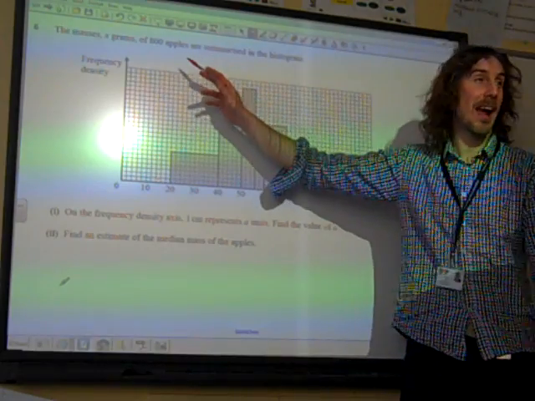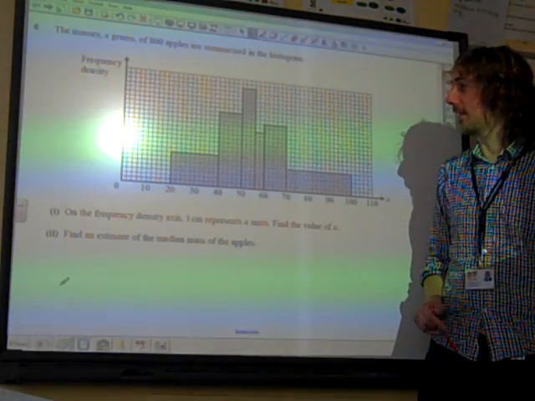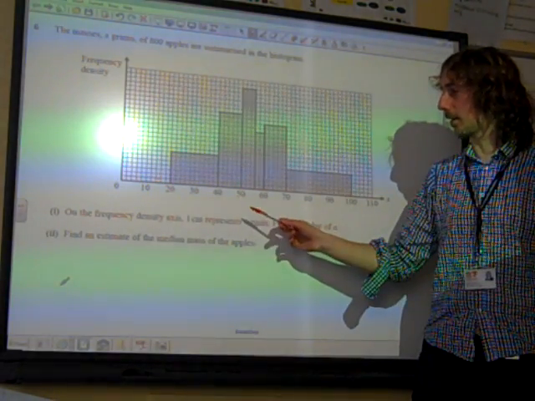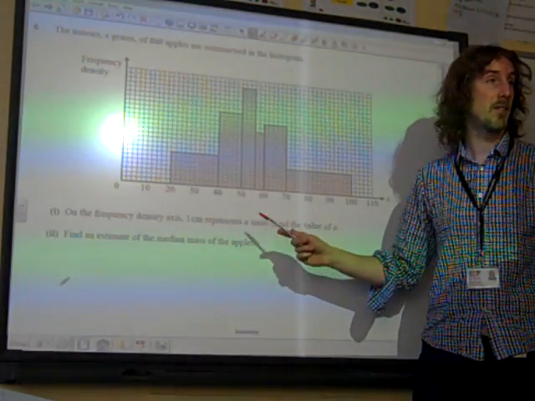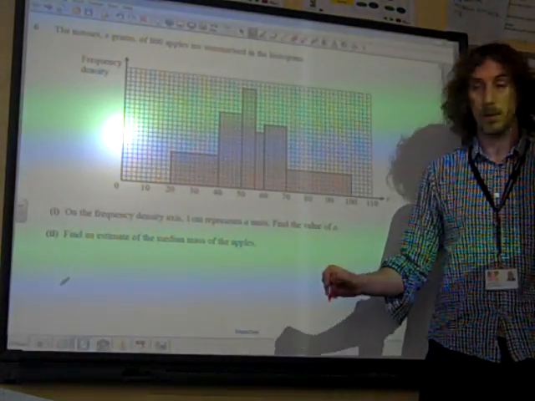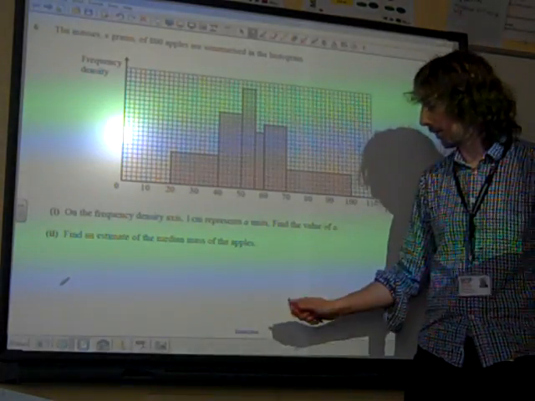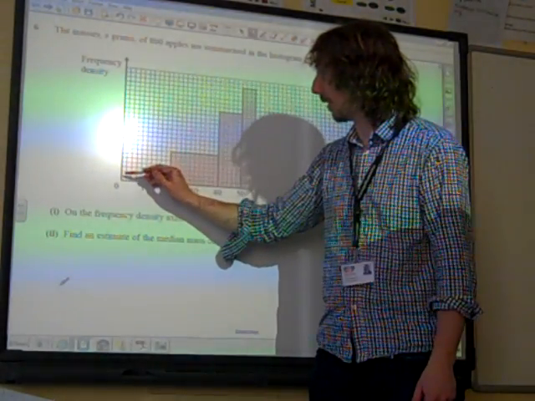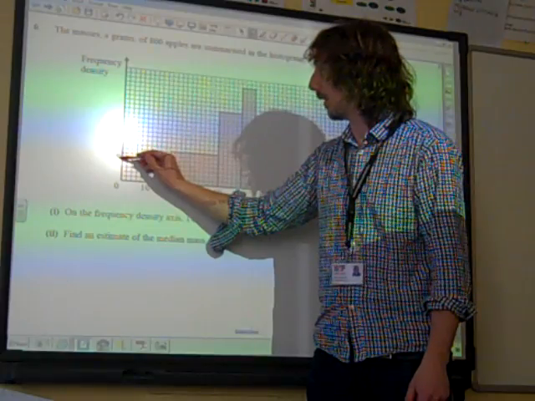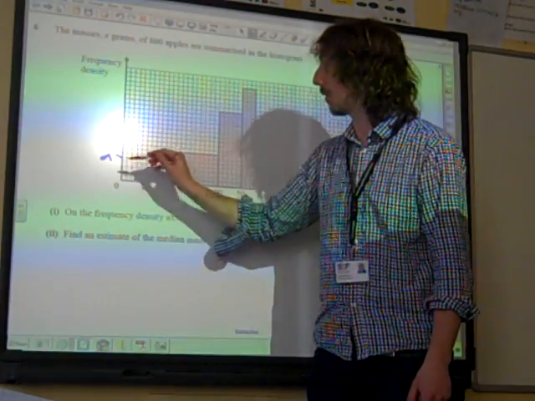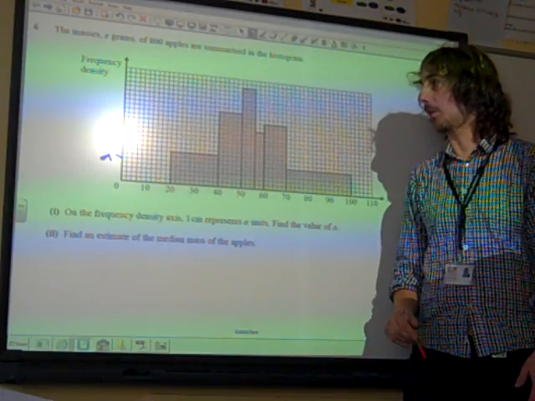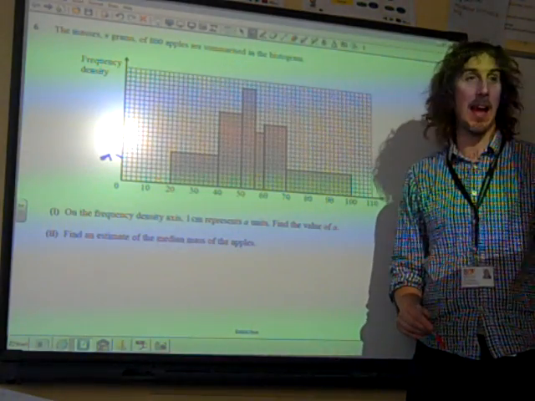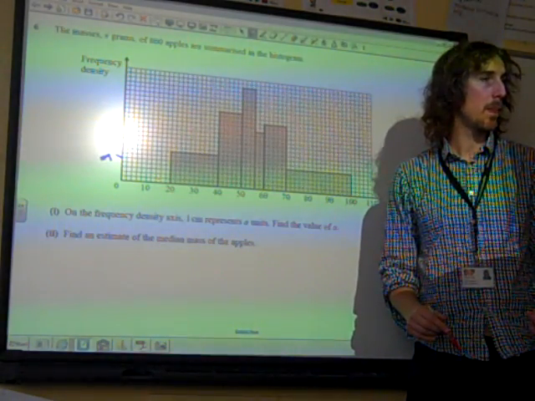The masses of 800 apples are summarised in the histogram on the frequency density axis. 1 centimetre represents A units. Find the value of A. So 1 centimetre is there. I mean, this worked better on the smaller paper, because the scale was done a little bit more nicely. So that's A on the axis.